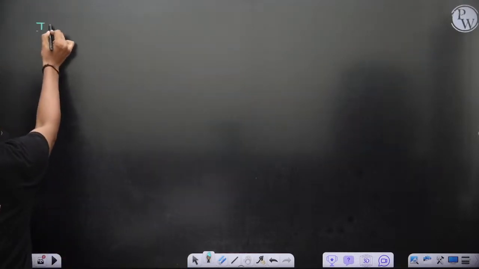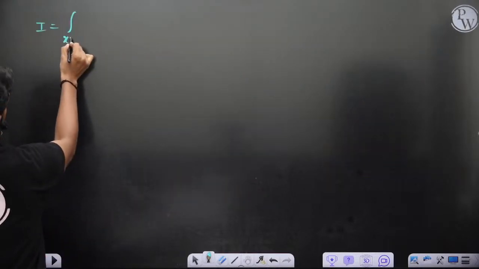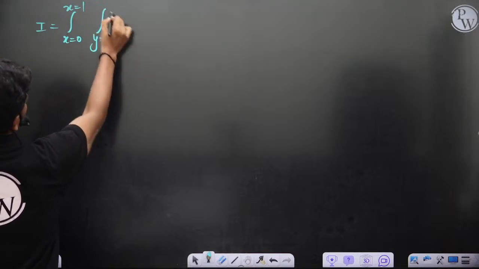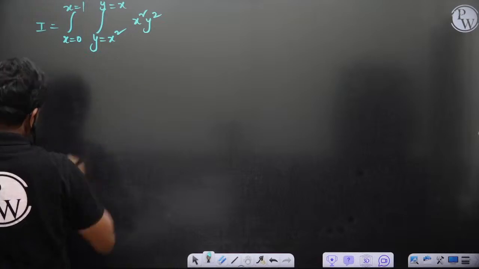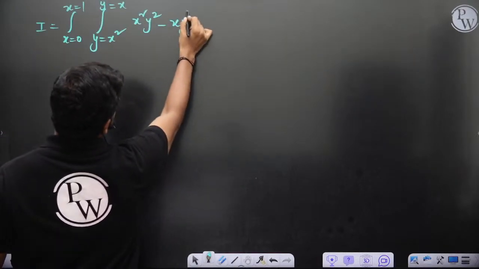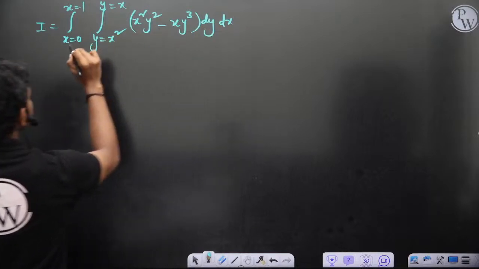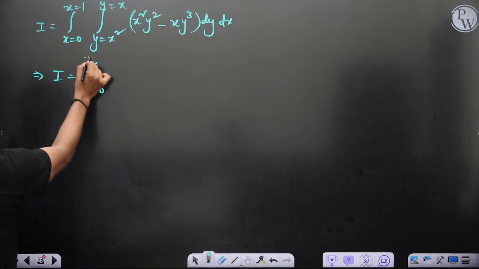I is equal to the integral from x equal to 0 to 1, y is equal to x square to y is equal to x, of x square y square minus xy cube, dy dx. This is actually a question from one of our test series, 2024. X is equal to 0 to x is equal to 1.